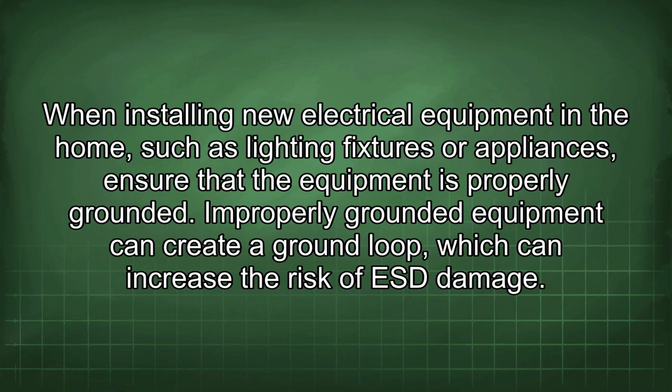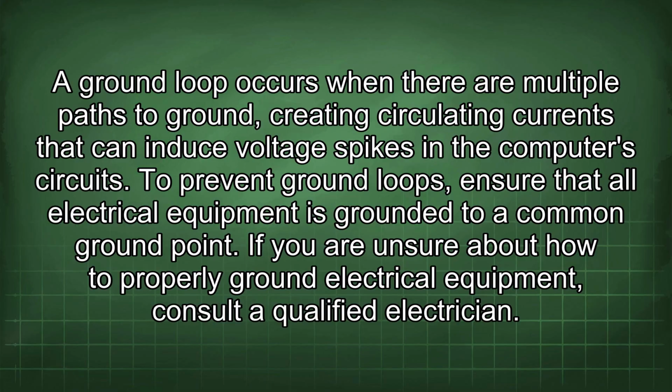When installing new electrical equipment in the home, such as lighting fixtures or appliances, ensure that the equipment is properly grounded. Improperly grounded equipment can create a ground loop, which can increase the risk of ESD damage. A ground loop occurs when there are multiple paths to ground, creating circulating currents that can induce voltage spikes in the computer's circuits. To prevent ground loops, ensure that all electrical equipment is grounded to a common ground point. If you are unsure about how to properly ground electrical equipment, consult a qualified electrician.